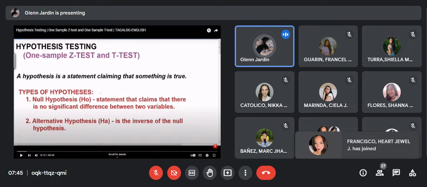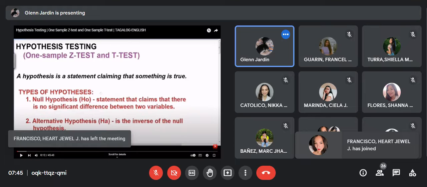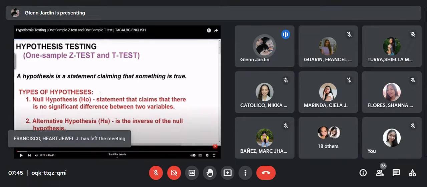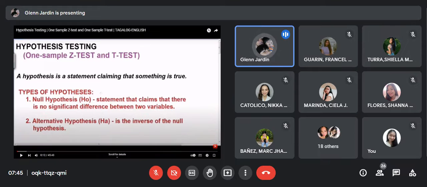Sino taga-check ng attendance natin? Ako po, sir. Yes, Miss Flores. After class, kung ilan lang tayo, lang dapat naka-reflect sa ating attendance for today. Thank you. Okay, play ko na.